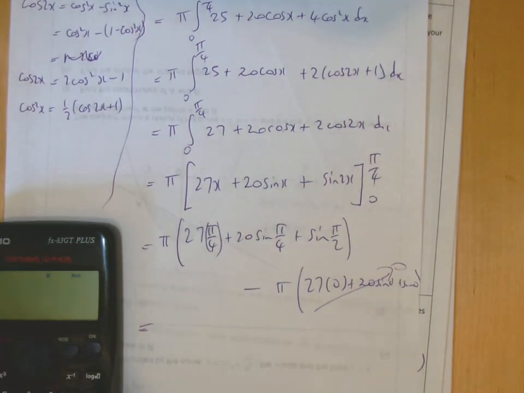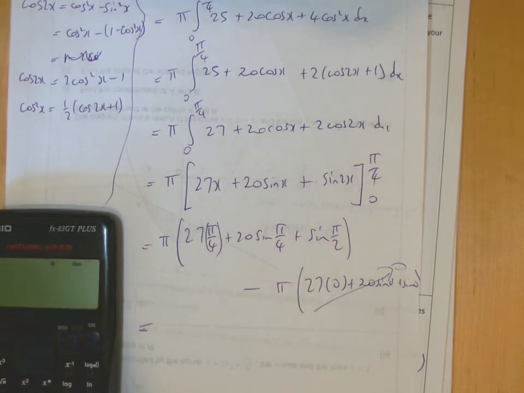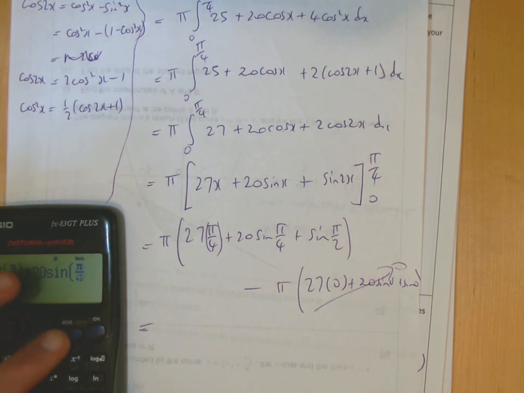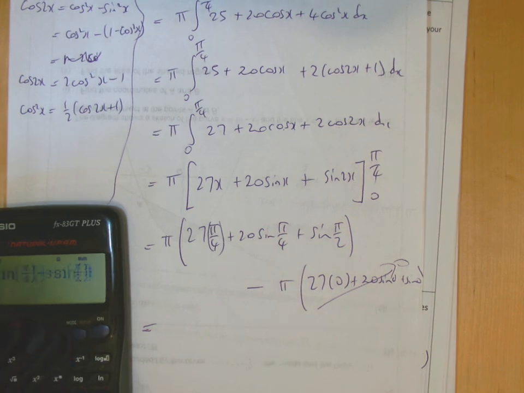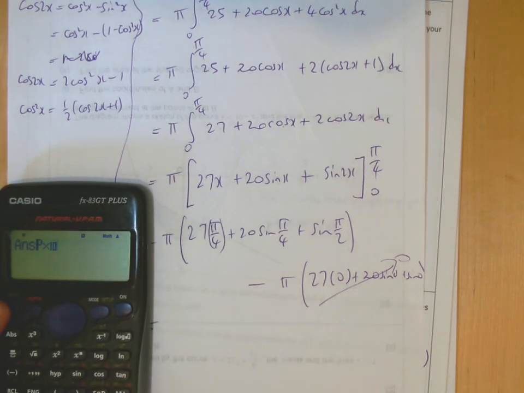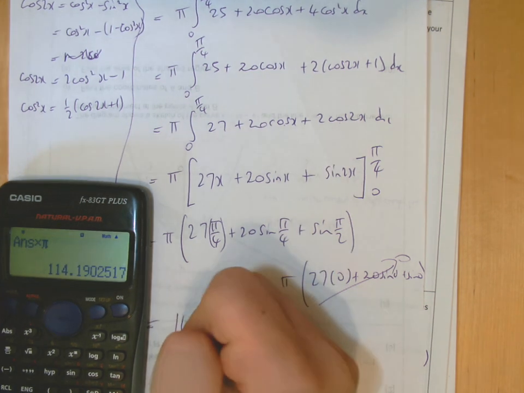So make sure it's in radian mode. So we've got 27 pi by 4 plus 20 sine pi by 4 plus then sine pi by 2. So you get that, times it then by pi, don't forget the pi on the outside. We get the nearest integer then to be 114.